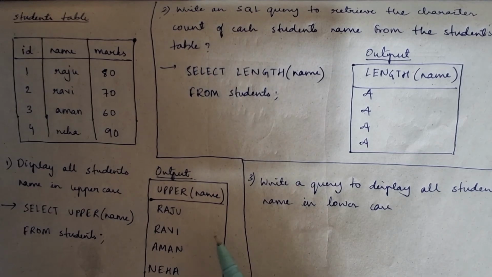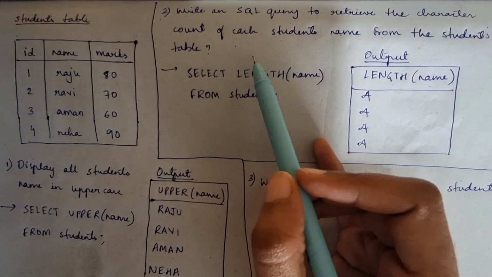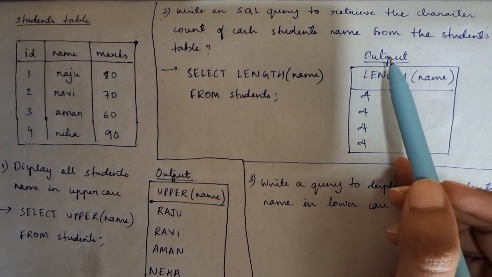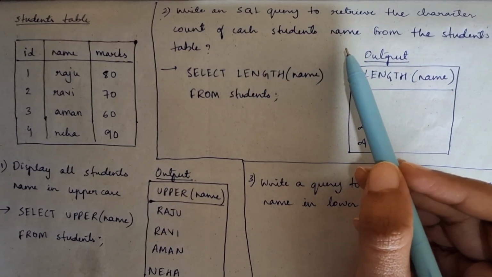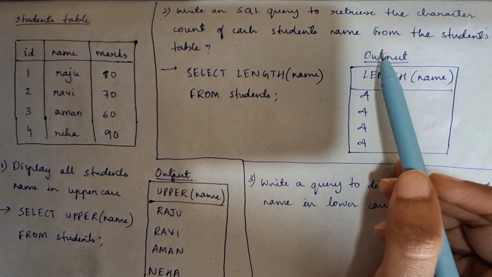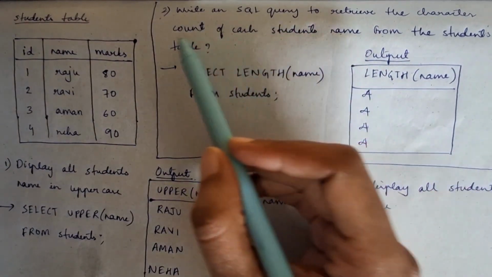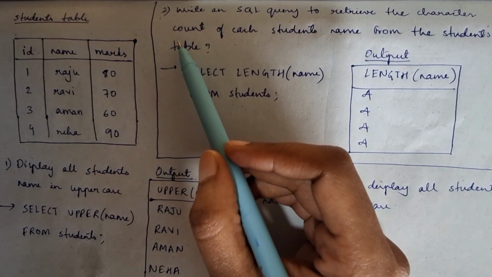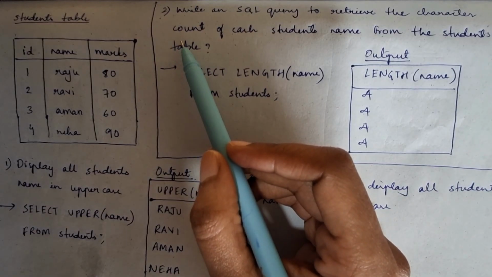Now let us see our second query. Write an SQL query to retrieve the character count of each student name from the students table. Guys, here the character count means the length of the names. So don't confuse.